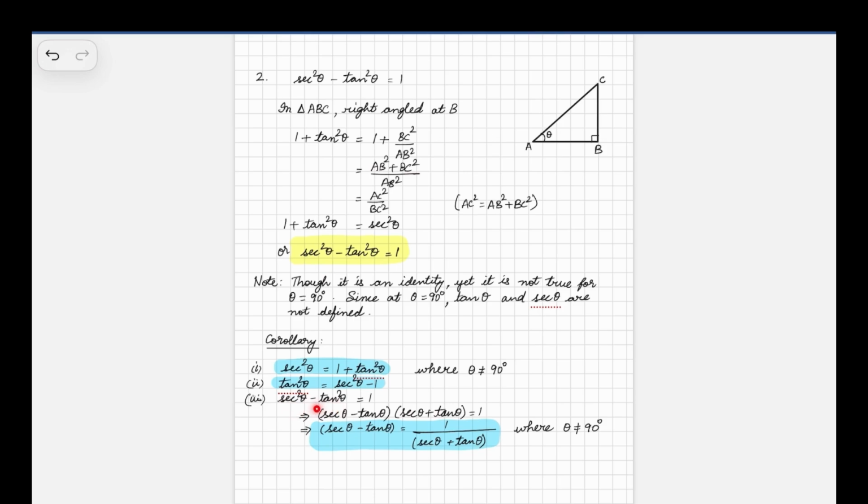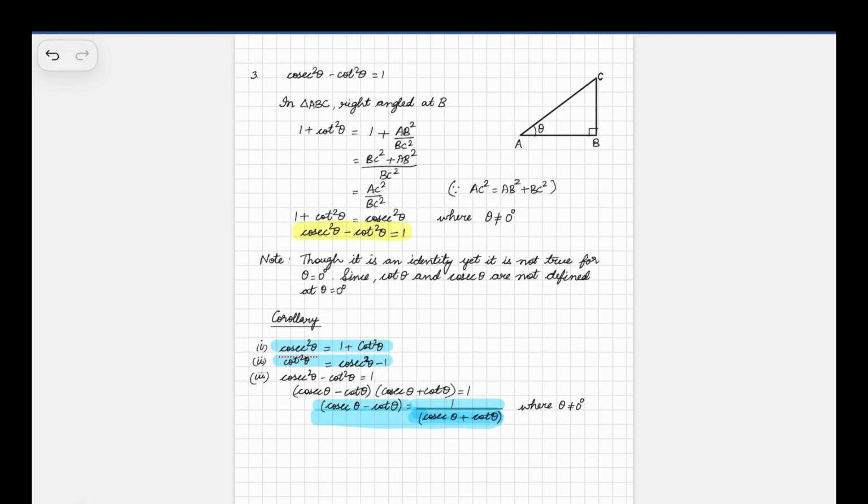Similarly, secant square theta minus tan square theta equal to 1. This is of the form a square minus b square. So we can write it as secant theta minus tan theta into secant theta plus tan theta is equal to 1. Taking it to the right hand side, we get secant theta minus tan theta is equal to 1 by secant theta plus tan theta, where theta is not equal to 90 degrees.